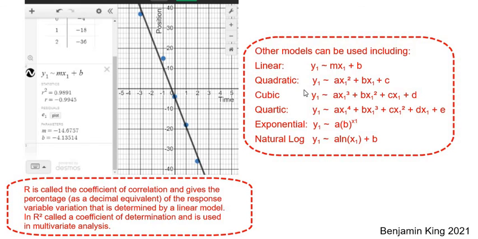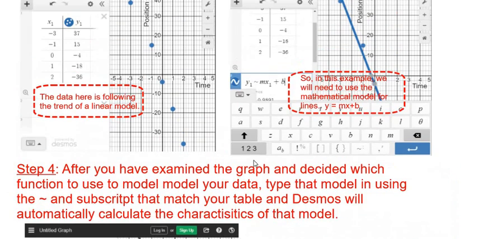So it's not that hard to do, as long as you're willing to type in these things using the keyboard by hitting the ABC and changing it so you can put in the subscript and the approximation.